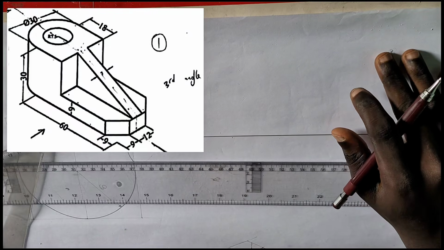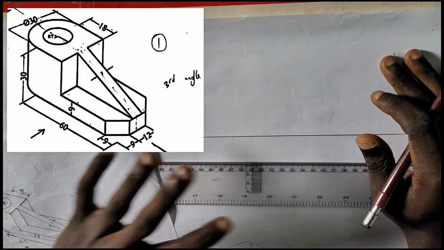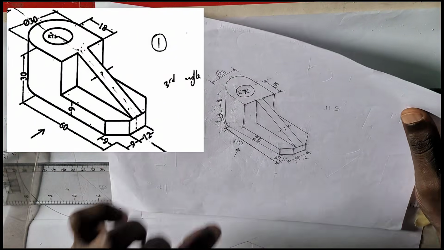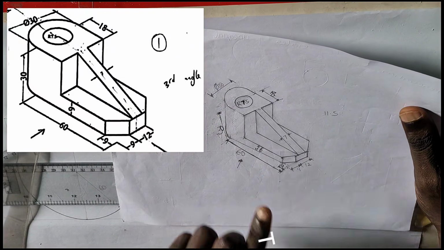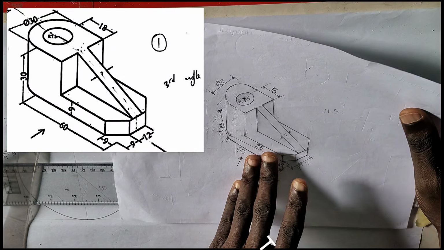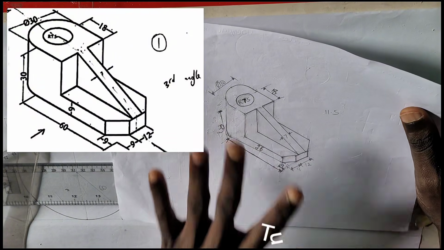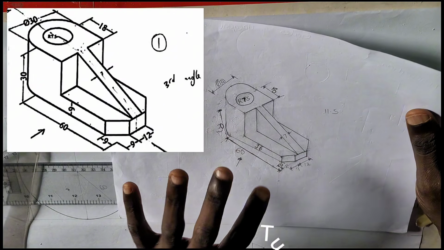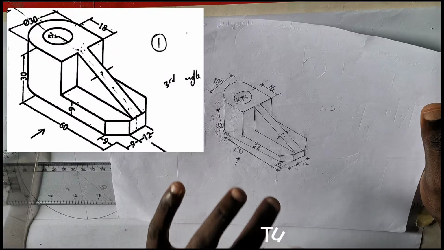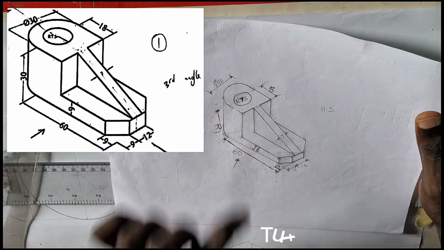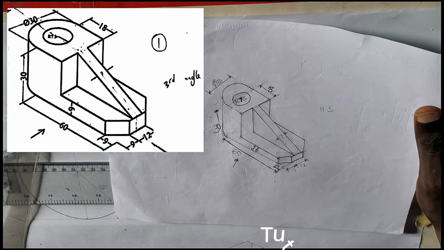We'll be drawing the third angle projection of the isometric picture on the screen. I did a rough sketch of the isometric picture here. This is just a rough sketch, okay? So we'll be drawing the third angle projection of these isometric pictures. I'll be using this one to explain to you step by step in this class.